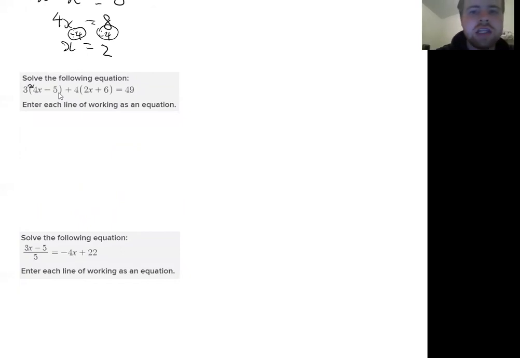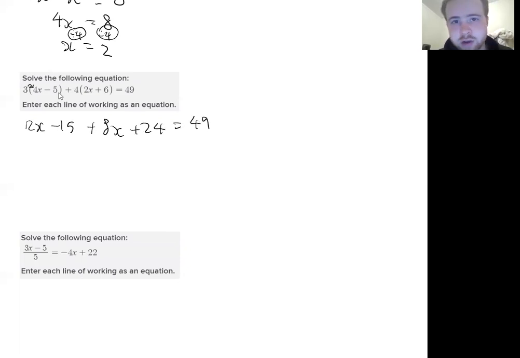Okay, 3 times 4x is 12x. 3 times minus 5 is minus 15, and then plus 4 times 2x is 8x. 4 times 6 is 24, equals 49. Okay, so we've got rid of the brackets. Then we're going to think, what do I do next? Okay, you don't have to know how to finish the question.